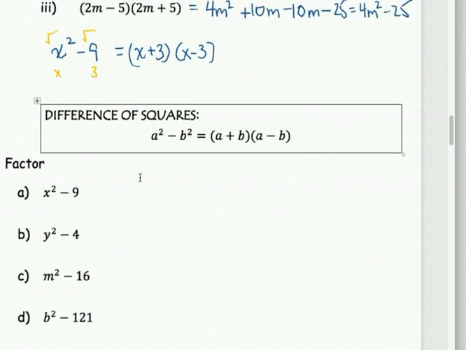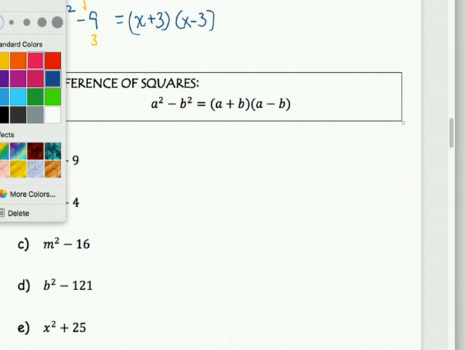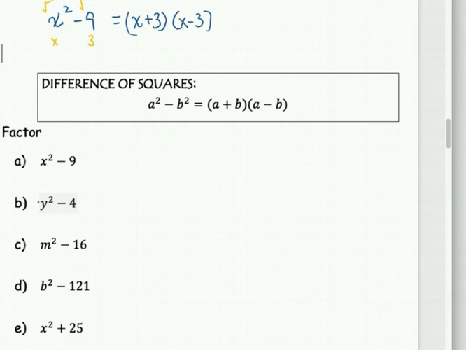Here's the first one. Okay, just did one like this. But if you're starting from scratch here, just so, again, this is important. You can use this if there's a difference, okay? And then they have to be perfect squares. So if there's a difference here and perfect squares.